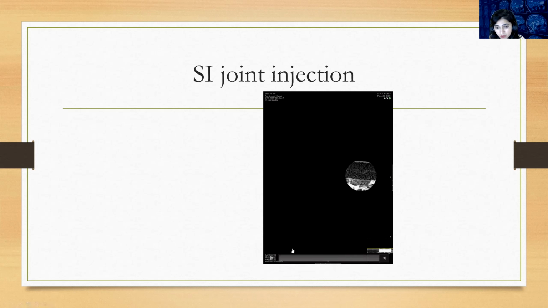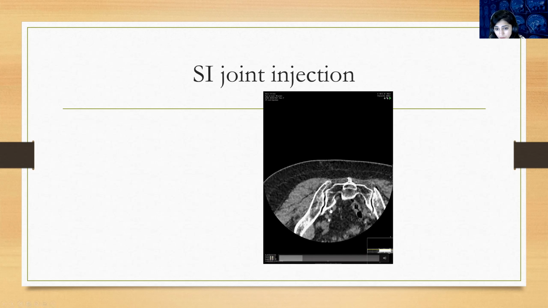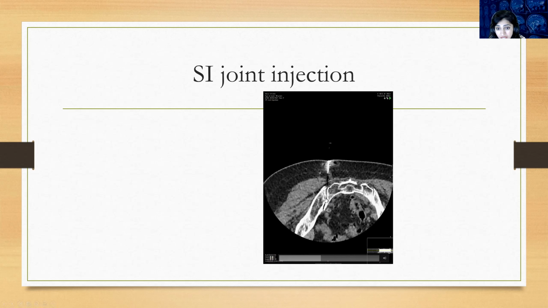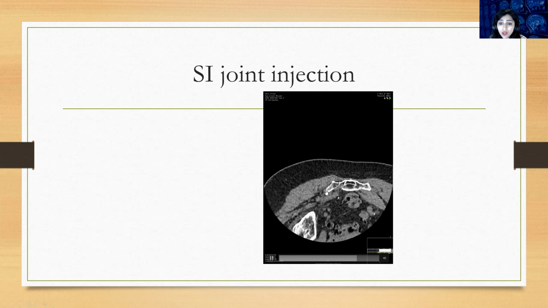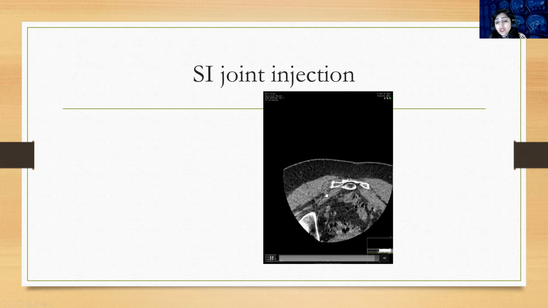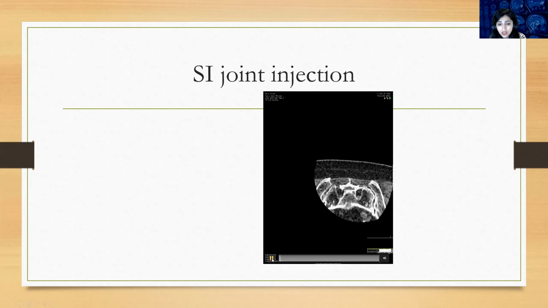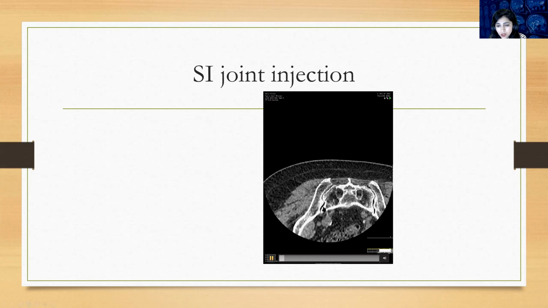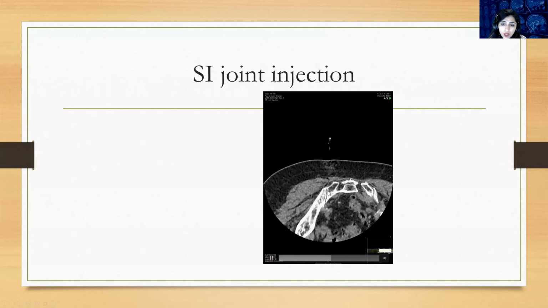So I'll show you the video. This is the upper part of the sacroiliac joint. We can't inject here. This is the lower part of the sacroiliac joint. So you have to be careful that you are injecting in the lower part of the sacroiliac joint, which is the area actually affected by arthritis and everything. Again, I'll show you once more. This is the upper part of the SI joint. No injection. This is the lower part of the SI joint, so injection into the lower part of the SI joint.